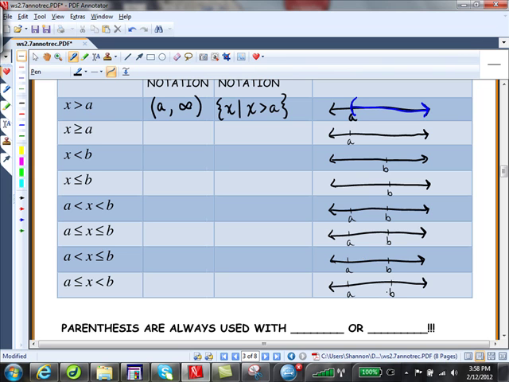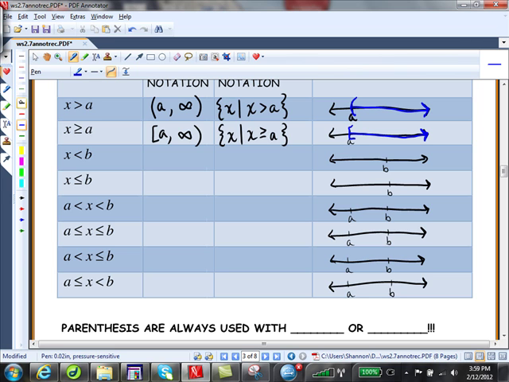Okay, let's see how you did. So next up, this one, we would now have the square bracket around a because it's included. And this would change just a little, x such that x is greater than or equal to a. And our shading will have a bracket around a and then shade off to the right.